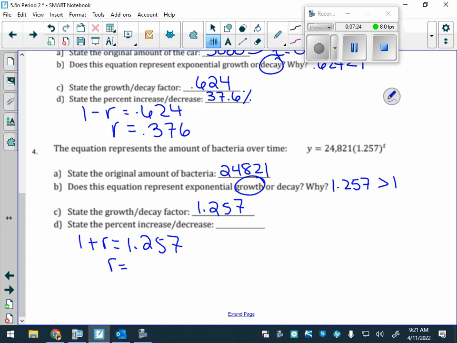Our rate is 0.257, so we multiply that by 100, and 25.7%. Yes.